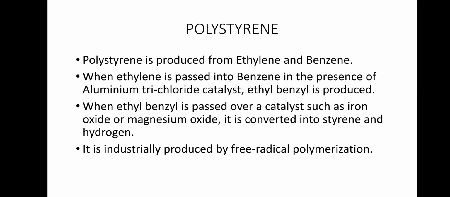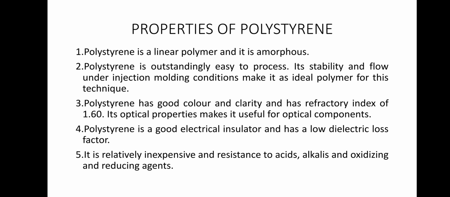Polystyrene is produced from ethylene and benzene. When ethylene is passed into benzene in the presence of aluminum trichloride catalyst, ethyl benzene is produced. When ethyl benzene is passed over a catalyst such as iron oxide or magnesium oxide, it is converted into styrene and hydrogen. Ethylene plus benzene gives ethyl benzene, and ethyl benzene gives styrene and hydrogen. Styrene is a monomer and is industrially polymerized by free radical polymerization.